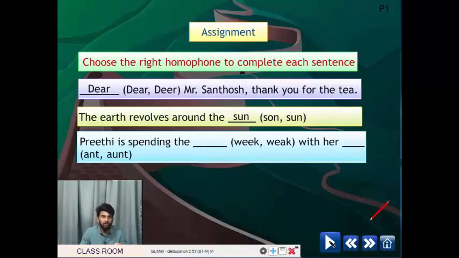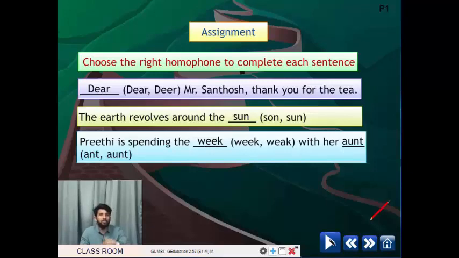Preeti is spending the dash with her dash. So Preeti is spending the week. Which is the right word? W-E-E-K or W-E-A-K? Very good. W-E-E-K. So Preeti is spending the week with her aunt. A-U-N-T. So this is the answer for your assignment.